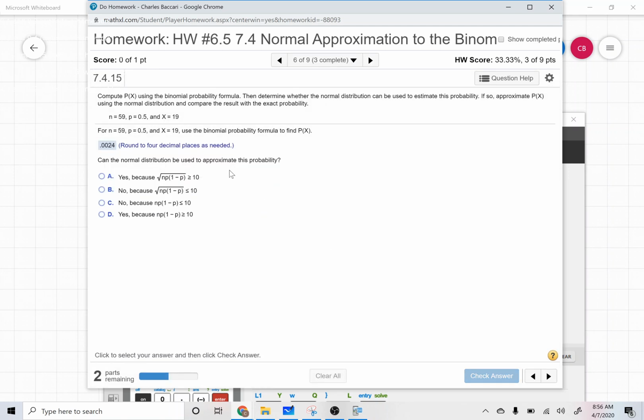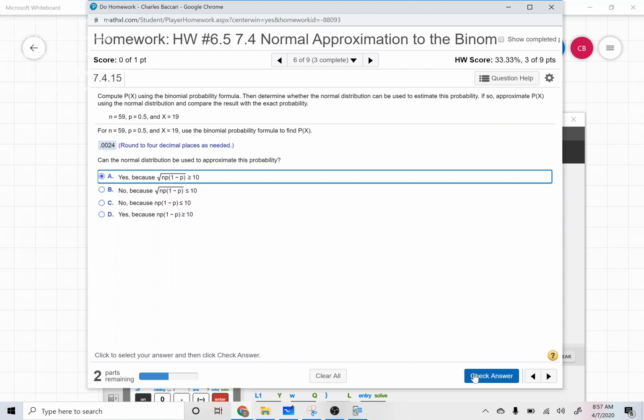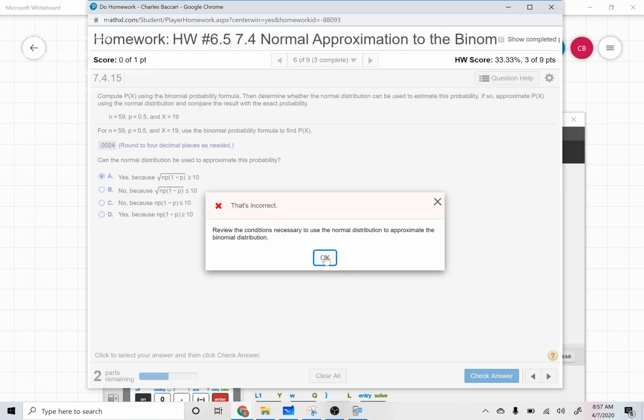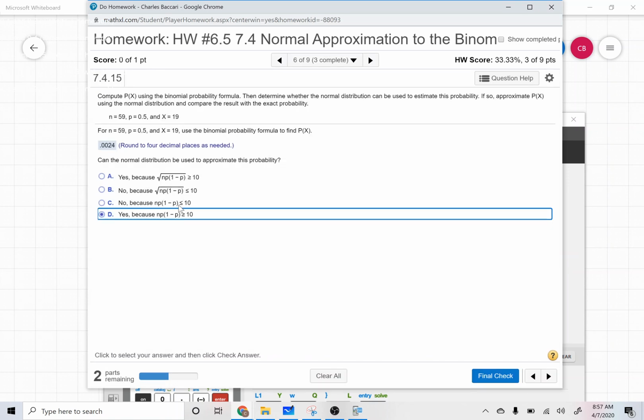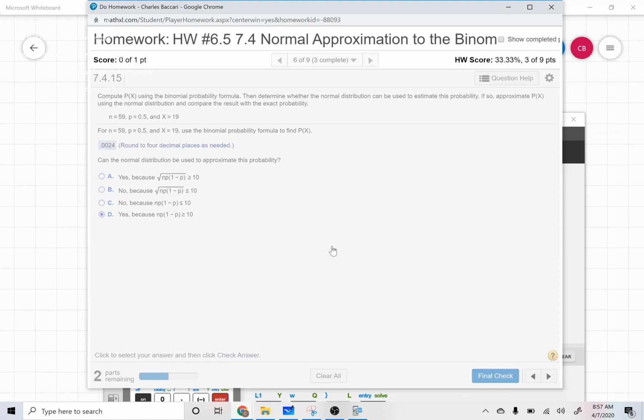Okay, so can the normal approximation be used? You just do n times p times q, so this is going to be 0.5 times 0.5 is 0.25. 1/4 of 59, well 1/4 of 60 is 15, so that's bigger than 10, so yes. Oh, I'm sorry, not square root. Sorry. n times p times q. Sorry about that. I didn't even notice that.